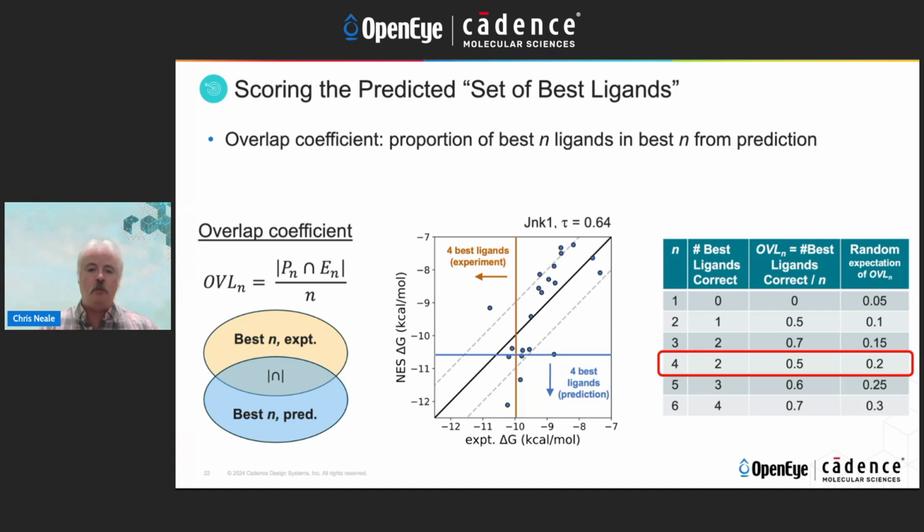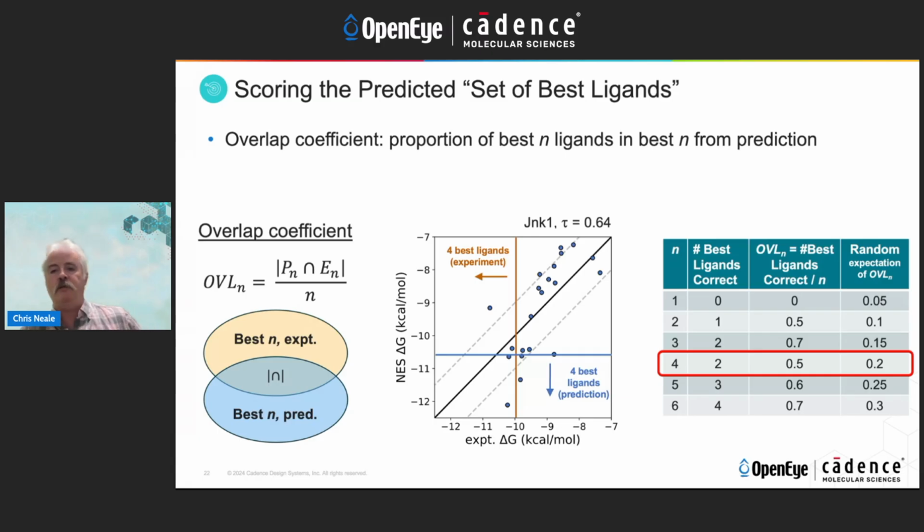So in the middle, I've got the protein target JNK1. It's a scatter plot. Each point is a ligand. Horizontally is the experimental affinity, vertically is the NES prediction. And first you can see we have a good correlation. And then I've added 2 lines. So below the blue line are the ligands that come out at the front of the NES prediction. And to the left of the vertical brown line are the 4 ligands with the highest affinities experimentally. And then if you look in the lower left quadrant, we've captured 2 ligands. So of the 4 best ligands experimentally, we decided to make 4 based on this rank ordering. We captured 2 of the best.